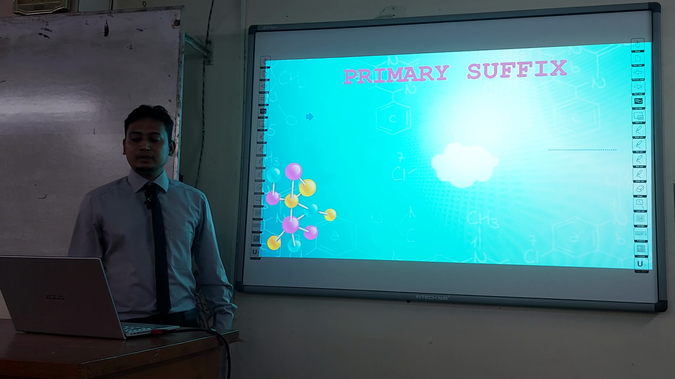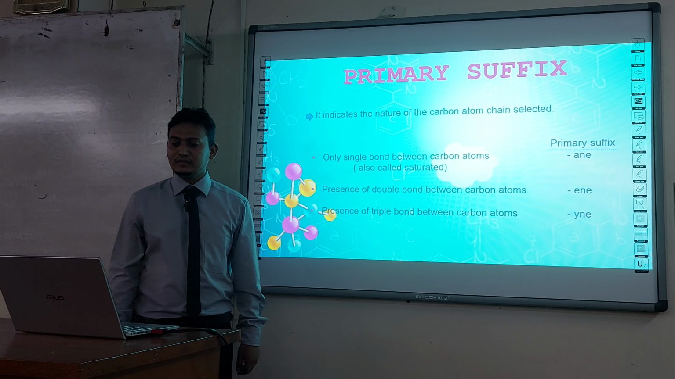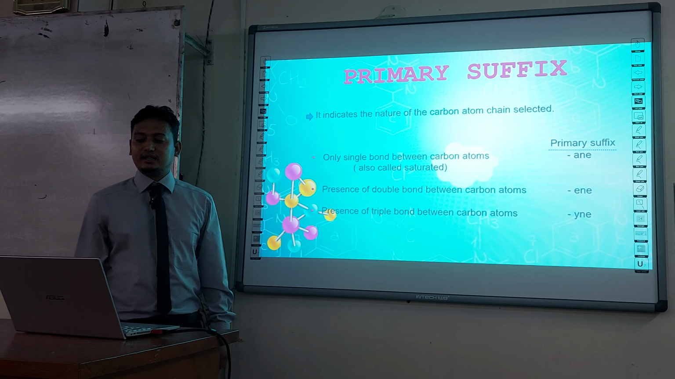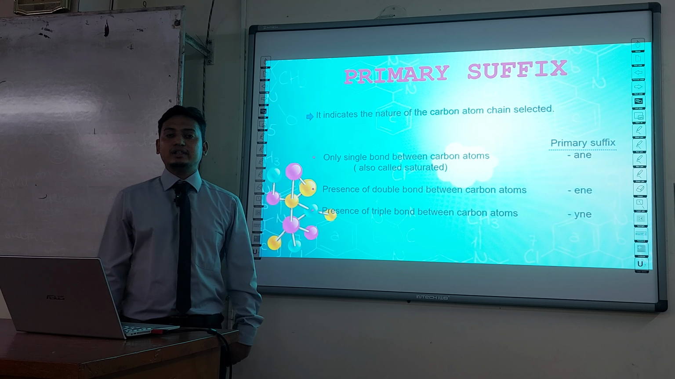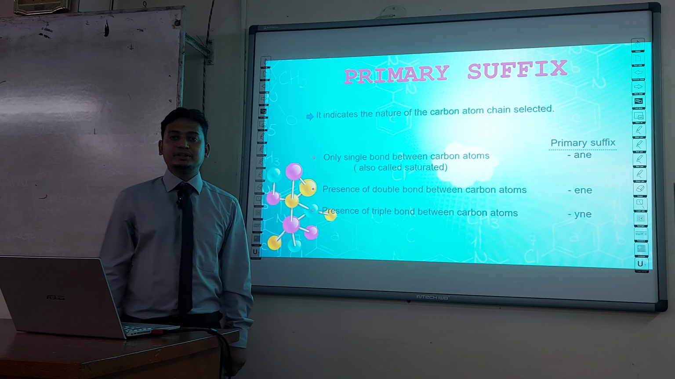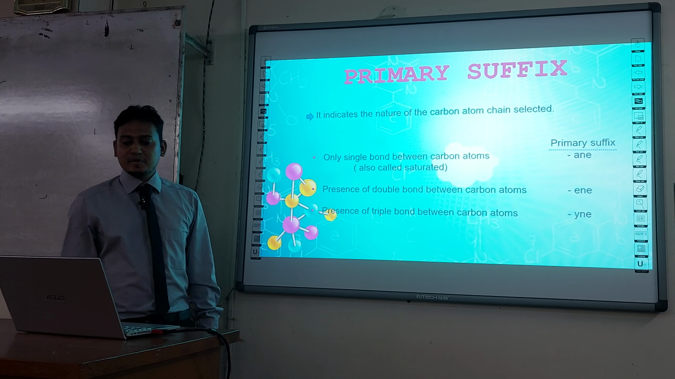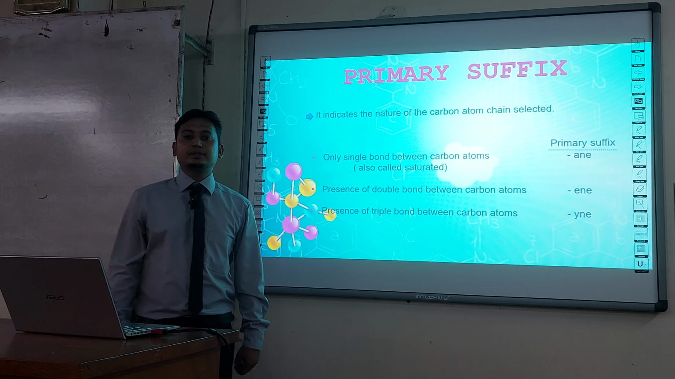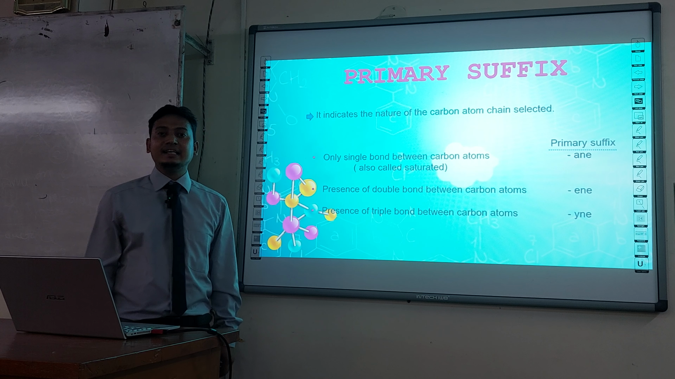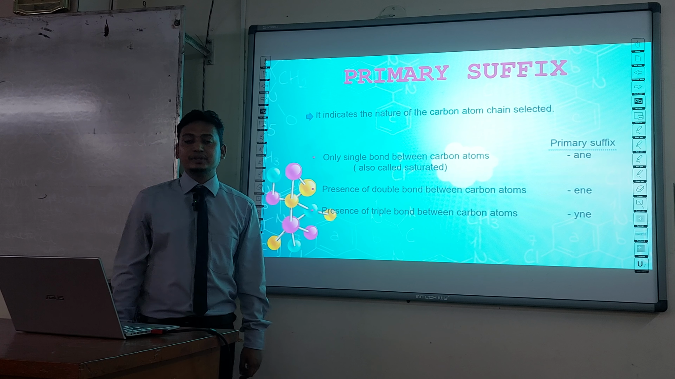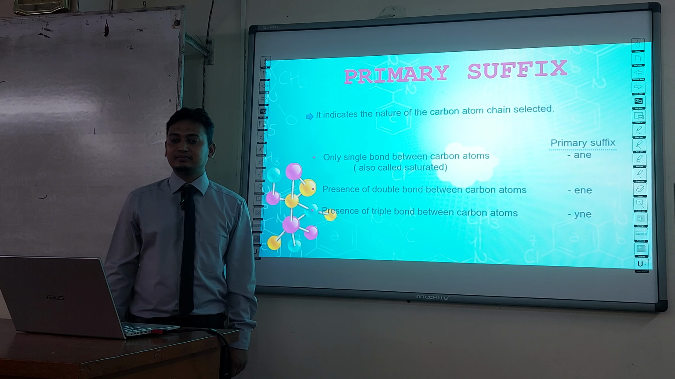Now we learn about primary suffix. It indicates the nature of the carbon atom chain selected. If the compound contains a carbon-carbon single bond between carbon atoms, its primary suffix is ane, the presence of a double bond between carbon atoms gives the primary suffix ene, and the presence of a triple bond between carbon atoms gives the primary suffix yne.